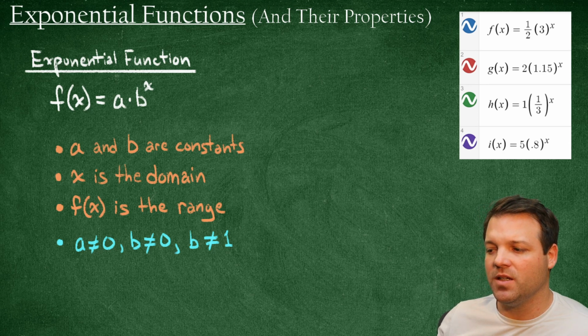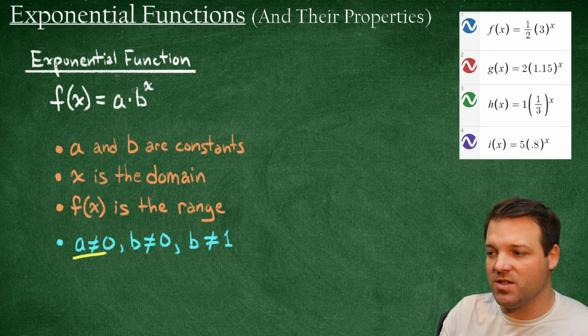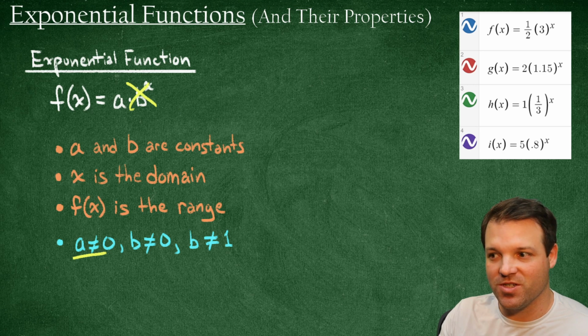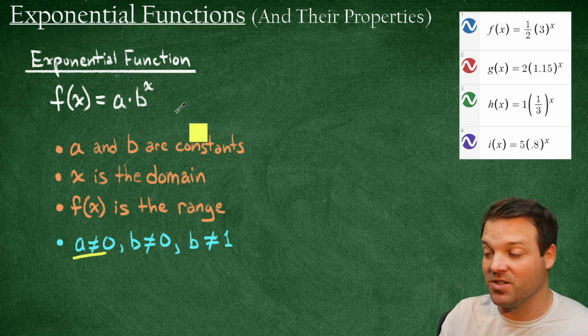And then finally, we have some restrictions here. a cannot be 0. Why is that? Well, if a was 0, then it would wipe out the entire equation and you would just get 0, right? If a was 0, 0 times anything is just 0.